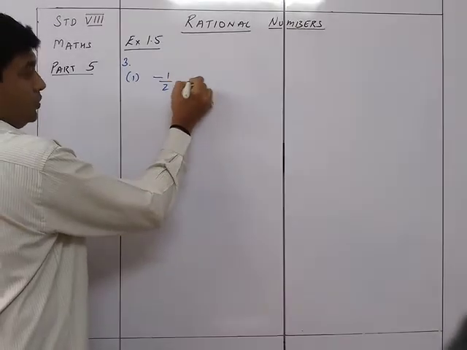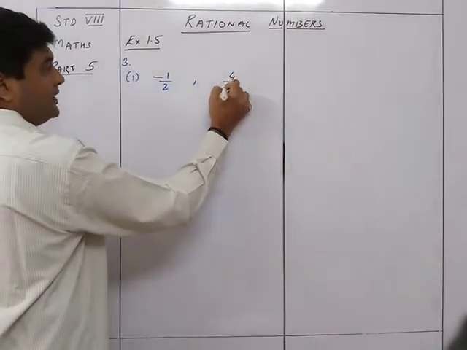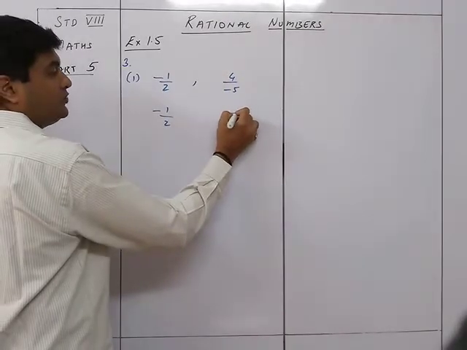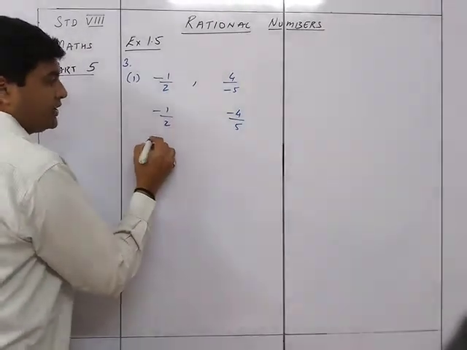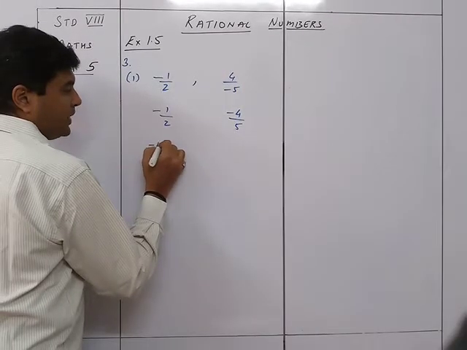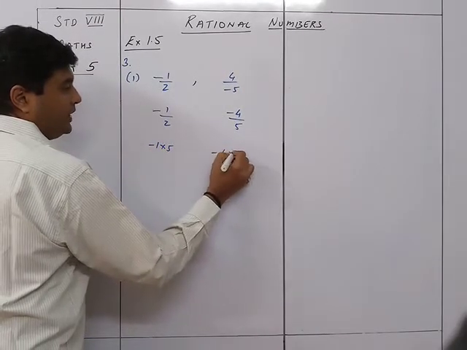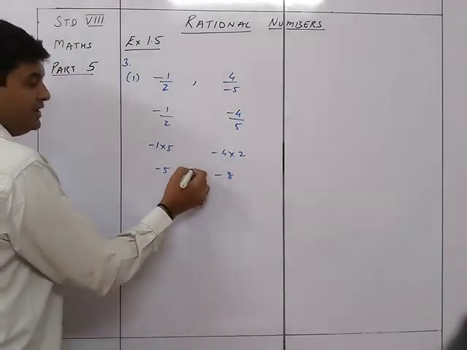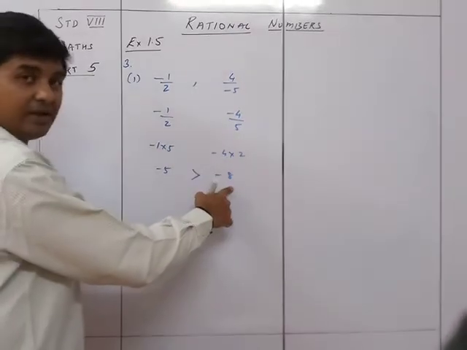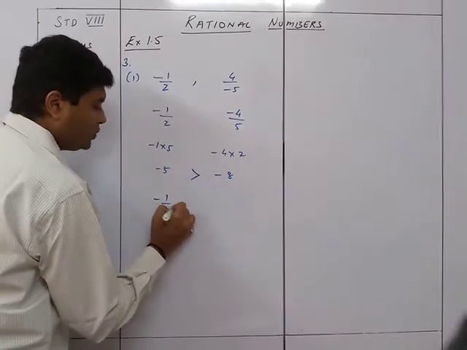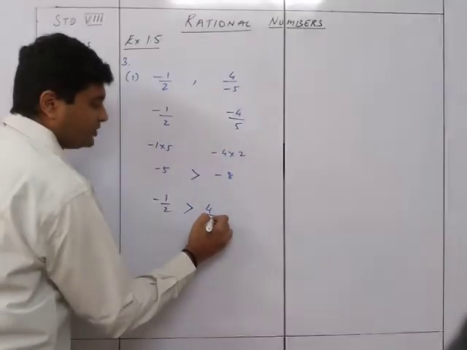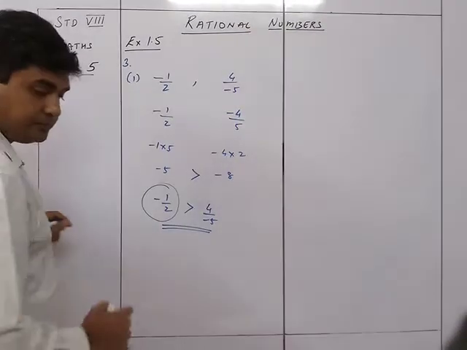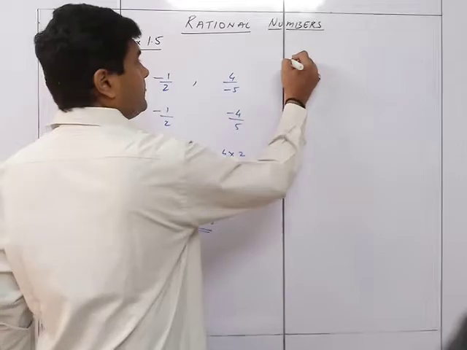Minus 1 upon 2 and 4 upon minus 5. You are going to take it as minus 1 upon 2 and minus 4 upon 5. So this will give you minus 1 into 5 and minus 4 into 2. So minus 5 and minus 8. Now you know that minus 5 is greater than minus 8. That's why minus 1 upon 2 is greater than 4 upon minus 5. So that's it, this one is greater. Next one.